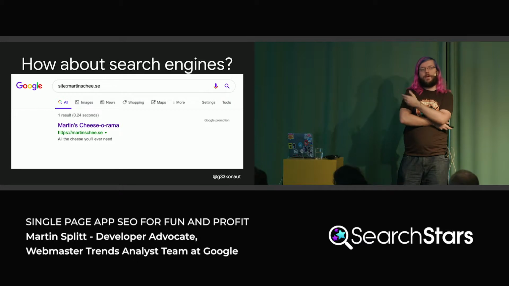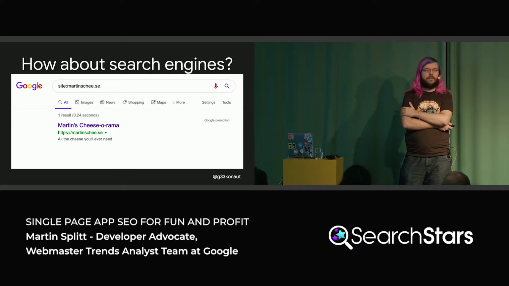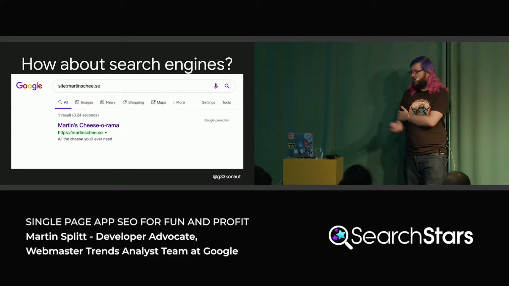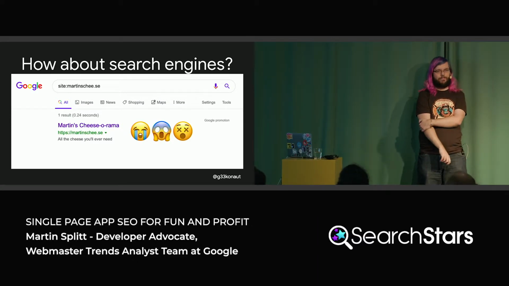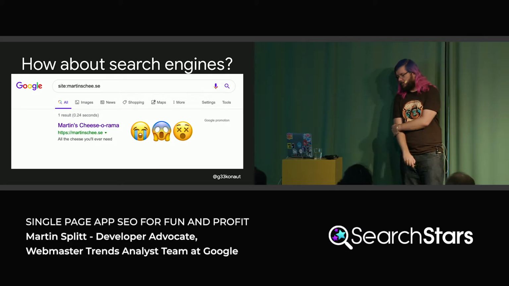So my homepage is indexed. I can see my homepage here, but none of my product pages, none of my categories are in. Not good. So what happened here? Sadness happened here. I made a bunch of mistakes, didn't I?